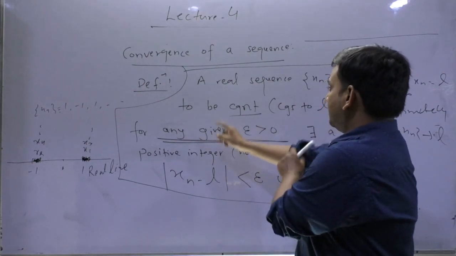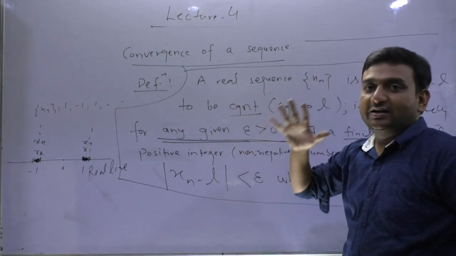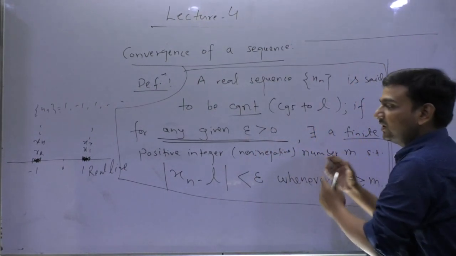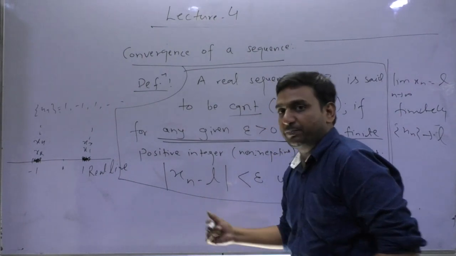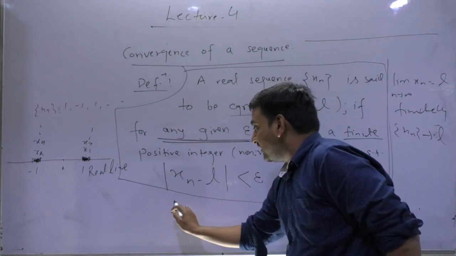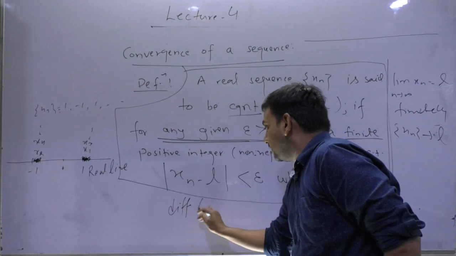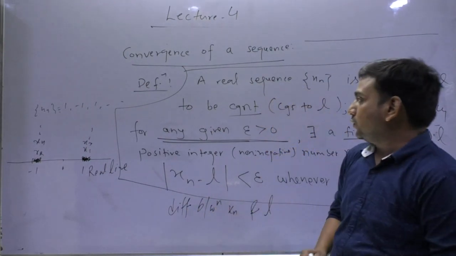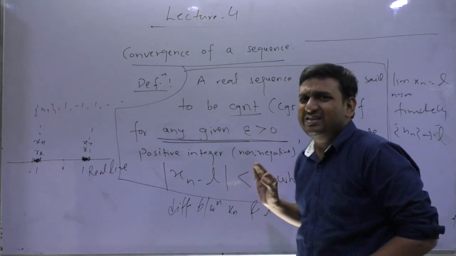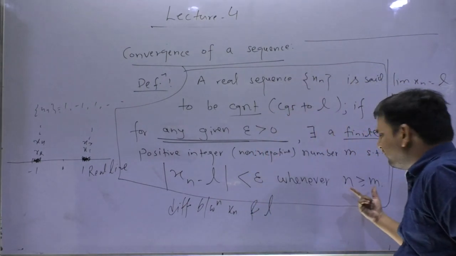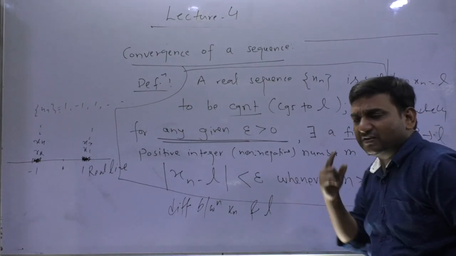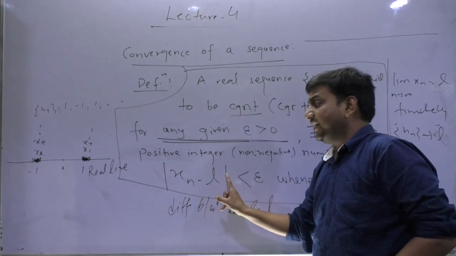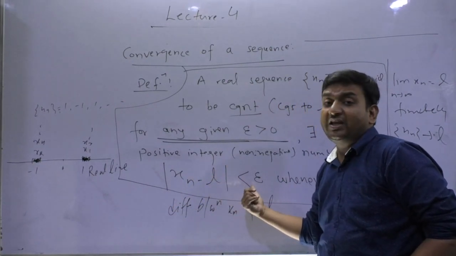Now I come to the definition. When I say a sequence is convergent, it simply means after some finite number of terms, the difference, which I told you in the previous class, the modulus means difference, between xn and L becomes very small. So what this definition means is, after some finite number of terms, the difference between the term of the sequence and L becomes very small.